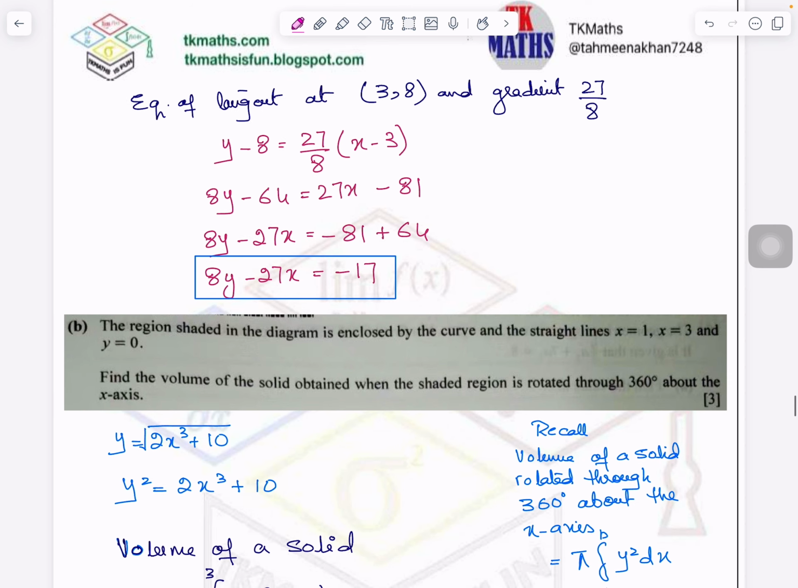The region shaded in the diagram is given to you. It is between x equals 1 and x equals 3.